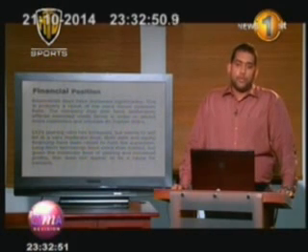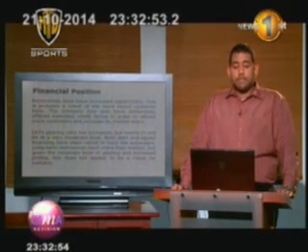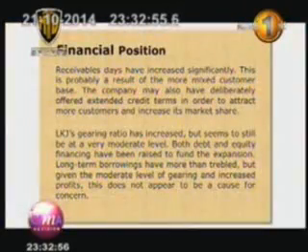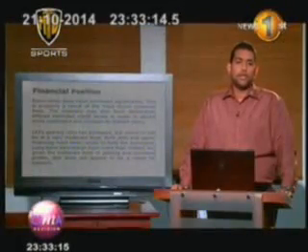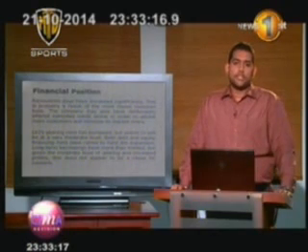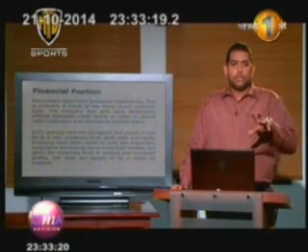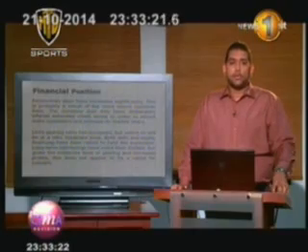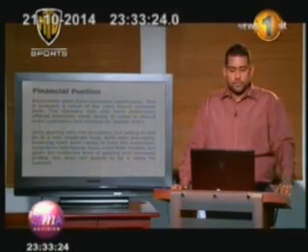Talking about financial performance, receivable days have increased significantly. We saw earlier, receivable days have come up from 47 to 65 days. This is probably a result of a more mixed customer base. The company may also have deliberately offered extended credit terms in order to attract more customers and increase the market share. We see that sometimes companies do provide extended credit facilities so that they can attract the customers, so that the market can be acquired and established as a result.